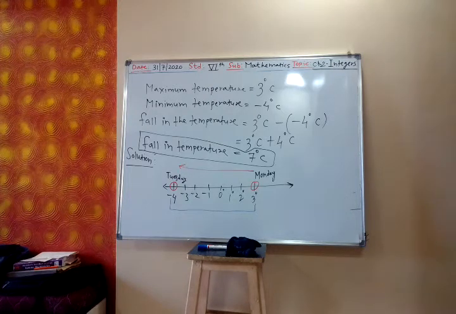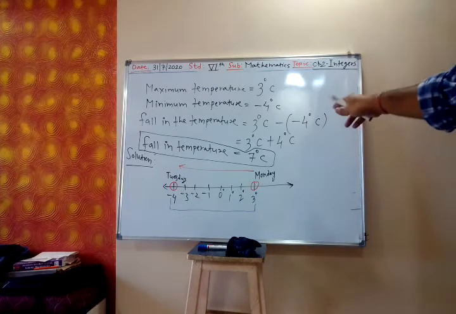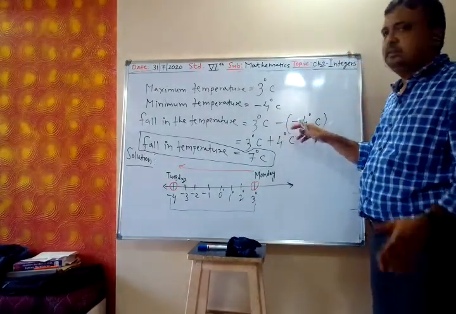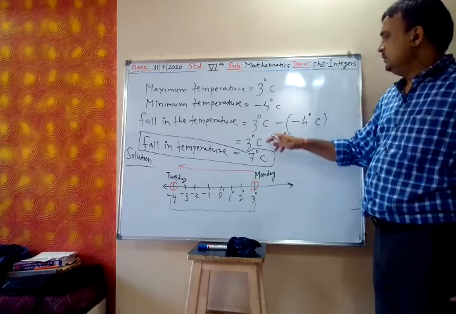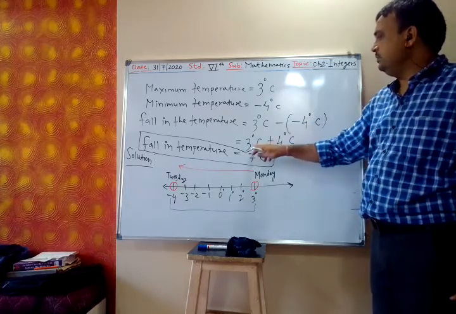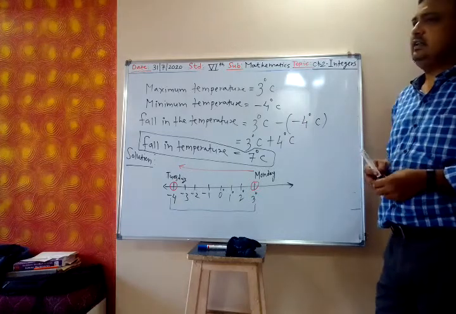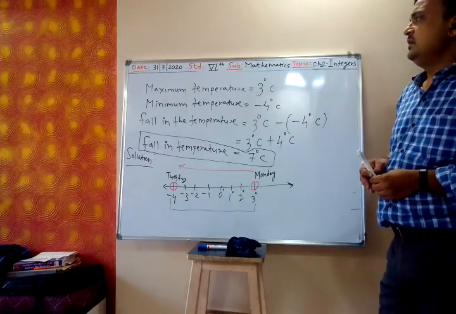3 degrees minus minus 4. Whenever minus signs are together, remember, minus minus becomes plus. So 3 degrees plus 4 degrees, 3 plus 4 is 7, 7 degrees Celsius. So the fall in temperature is 7 degrees Celsius.